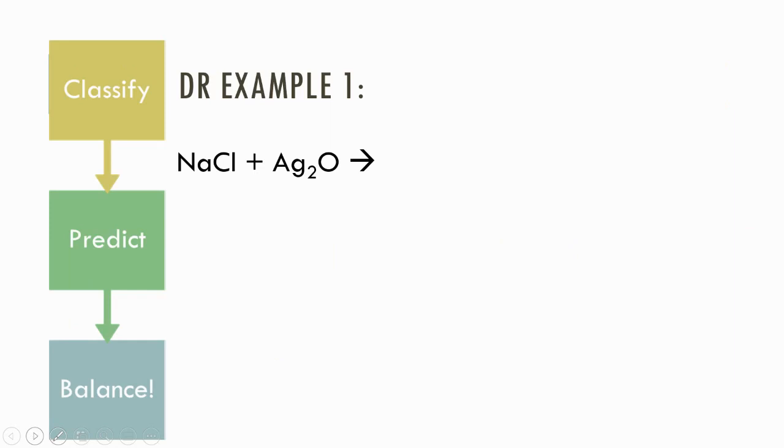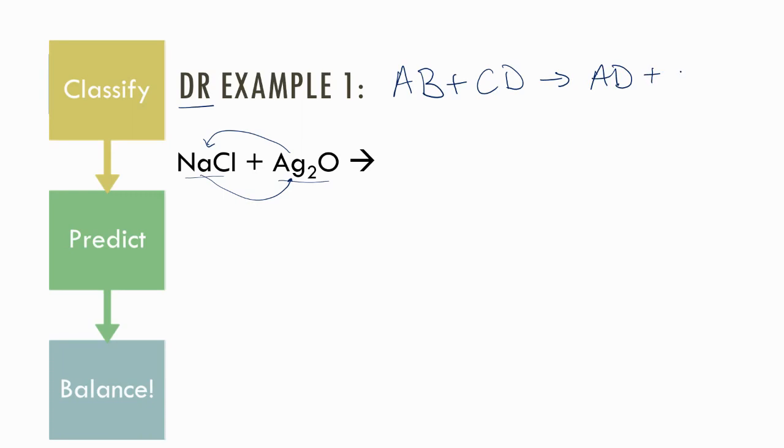So here's my first example. Again, I'm going to classify it first. My first step is to say, okay, this is a double replacement reaction. I know that I have two compounds. The cations are going to switch places. That means I'm going to be using this generic equation to guide me.